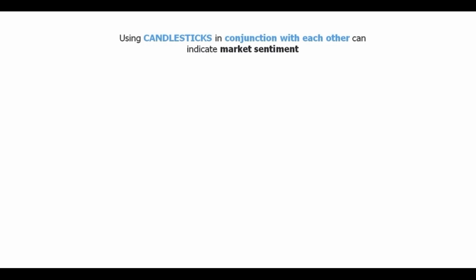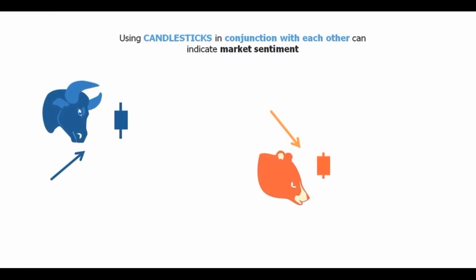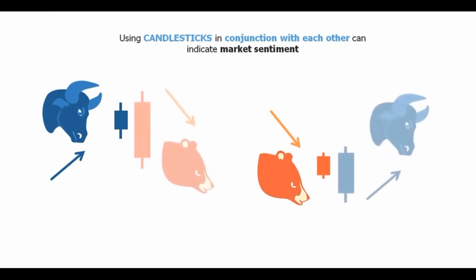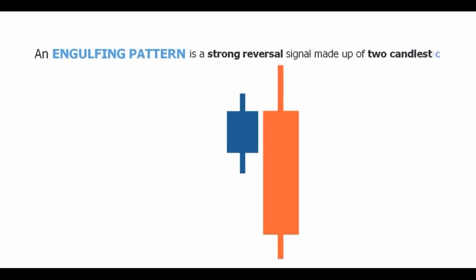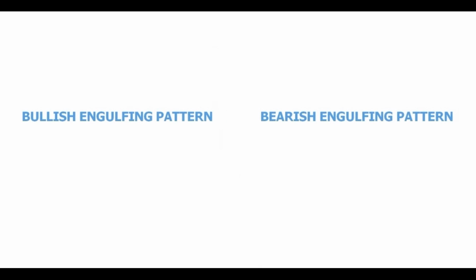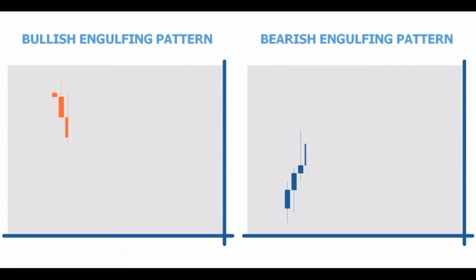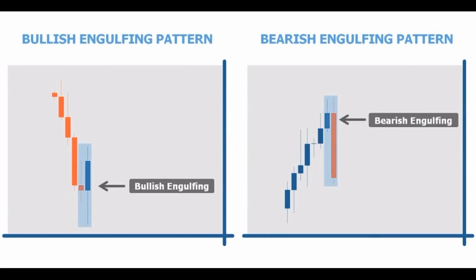Using candlesticks in conjunction with each other can indicate market sentiment by highlighting a shift in power between the buyers and the sellers. Candlestick patterns can therefore provide signals such as a reversal of price action. An engulfing pattern is a strong reversal signal made up of two candlesticks. There are two types of engulfing patterns, a bearish engulfing pattern and a bullish engulfing pattern. There are three main characteristics for spotting these patterns. The market must not be ranging. There has to be an uptrend or downtrend preceding the pattern, even if it is short-term.